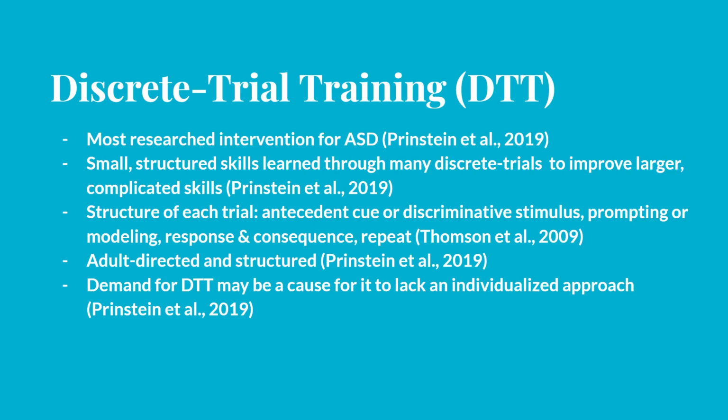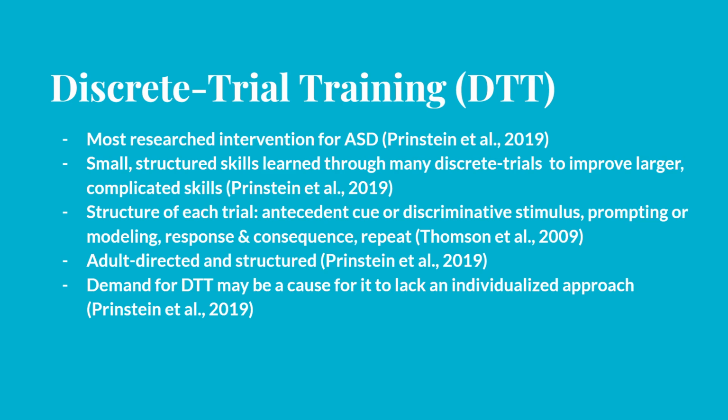According to Thompson et al. 2009, each discrete trial is about 5 to 20 seconds and are all formatted with the following components. First, an antecedent cue or discriminative stimulus is proposed to the child, such as verbal instruction. If the child is not responding to the cue, the clinician may prompt the child. This could mean guiding the child's hand.